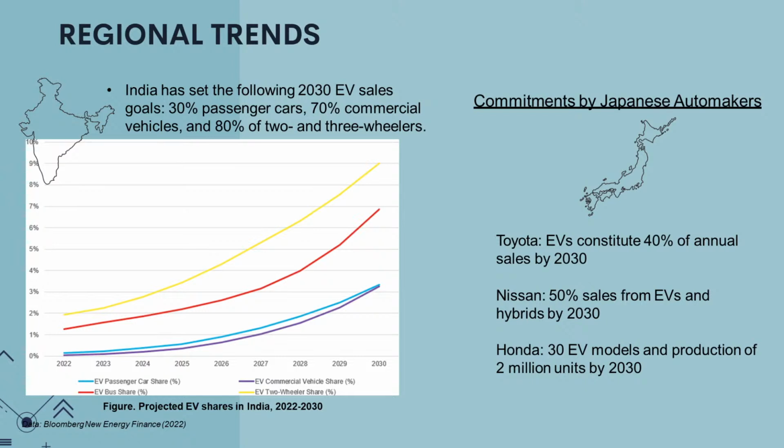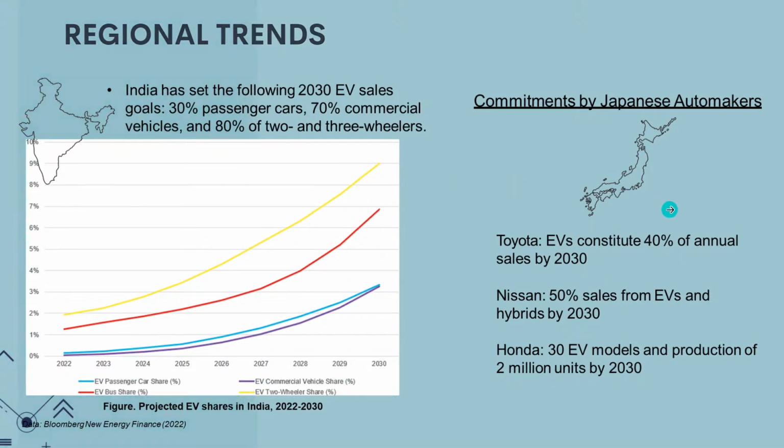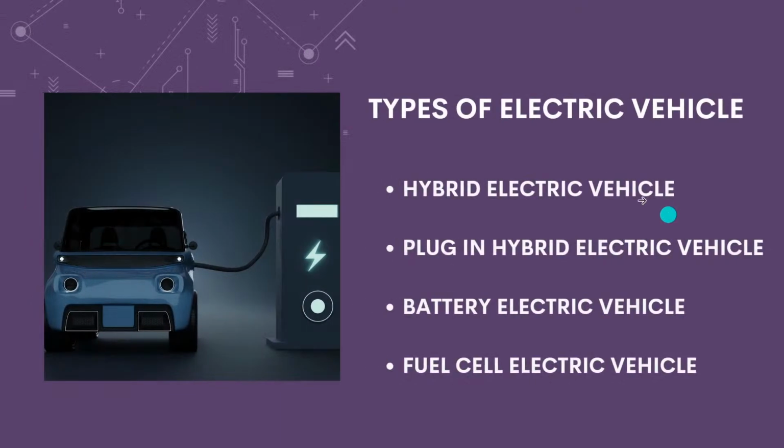So these goals and commitments show that both India and Japanese automakers are very serious about electric vehicles, and they want to play a big part in the future of clean and sustainable transportation. So these are all the global and regional trends related to electric vehicles. Next, we will see the types of electric vehicle.